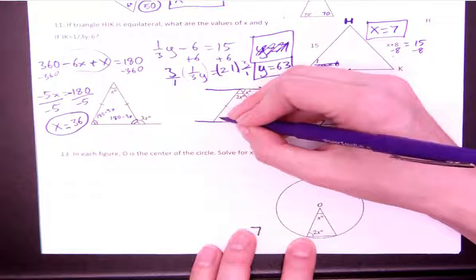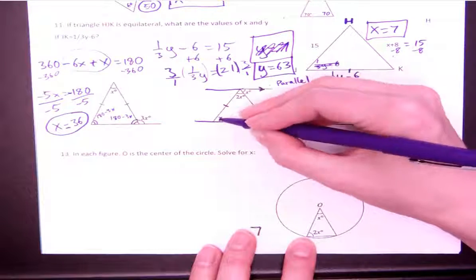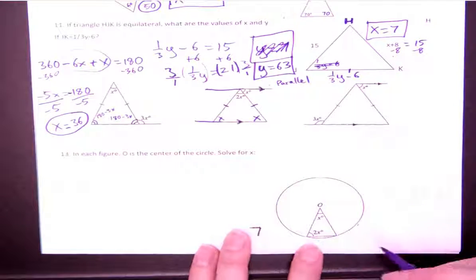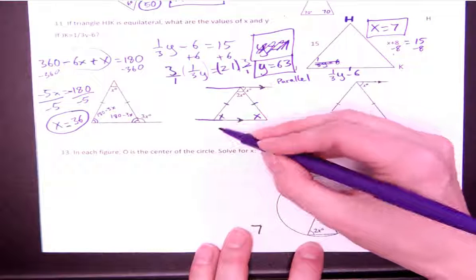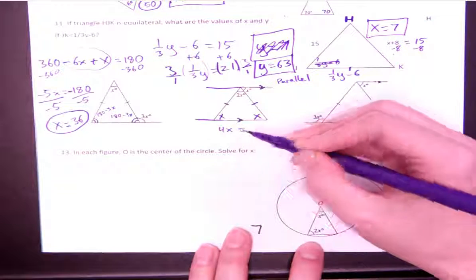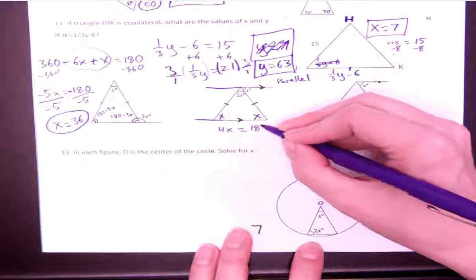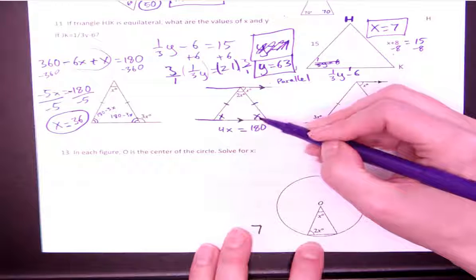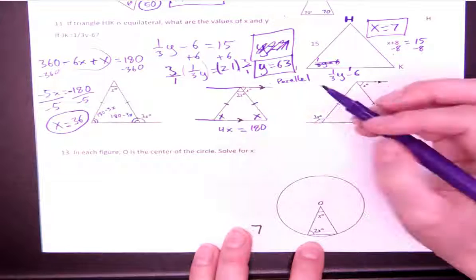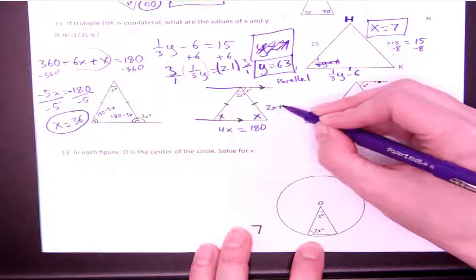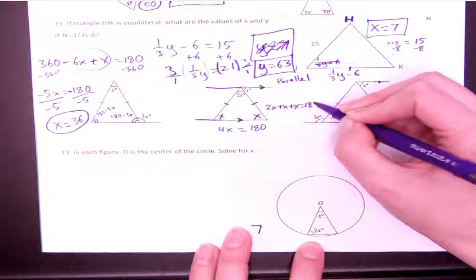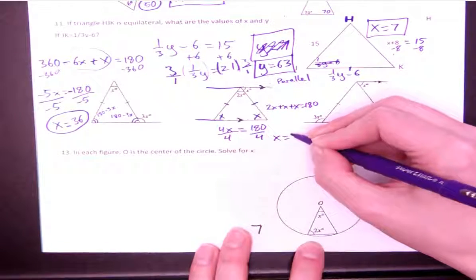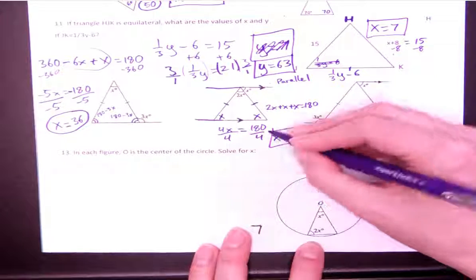And since these two legs are the same, if this is x, what's this? And so now I can set up an easy equation for my interior angles, right? So 4x equals 180. So 2x plus x gives me 4. And then we divide by 4 to get x equals 45. Sorry, x equals 45, not 15.